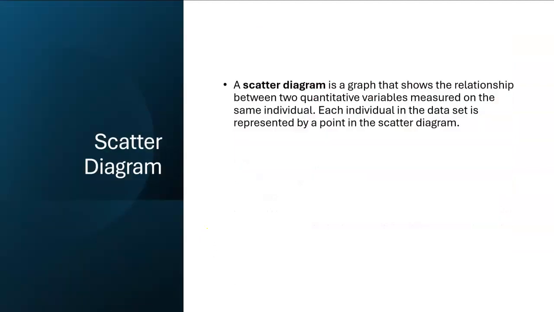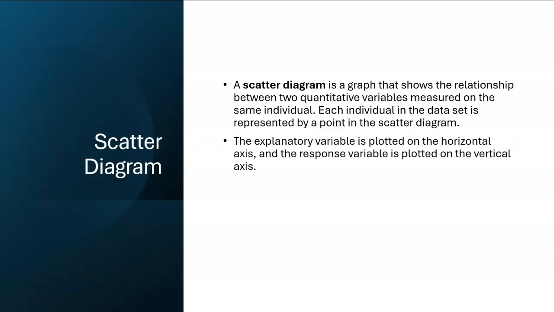So just exactly what is a scatter diagram? It is a graph that shows the relationship between two quantitative variables. Remember what quantitative variables are. They measure quantity and they're measured on the same individual. And each individual in the data set is represented by a point. And that's how we create our scatter diagram.